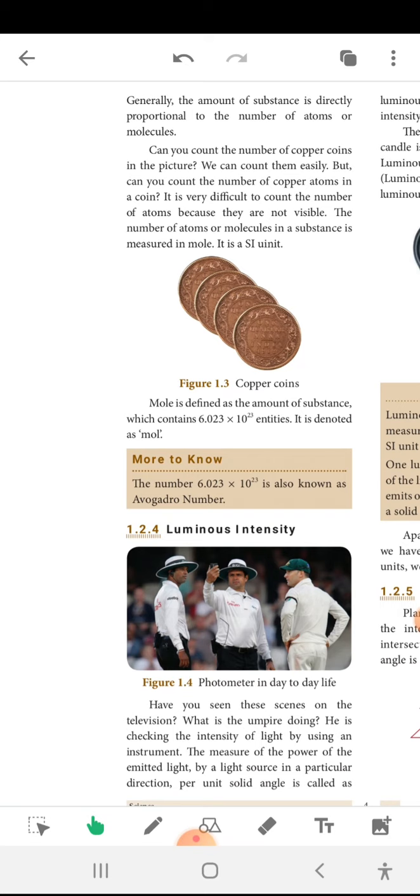Luminous intensity. Luminous intensity is for your light, the power of light, you can say. The light is glowing so powerfully. The light is glowing very dully. So that is called intensity.